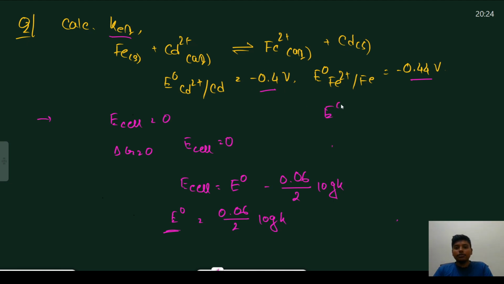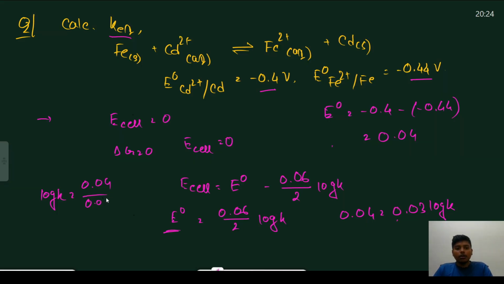So E naught cell value will be minus 0.4 minus of minus 0.44, so 0.04. That is the E naught cell value. So 0.04 is equal to 0.03 log K. So log K is equal to 0.04 by 0.03, or you can write 4 by 3. So K is equal to 10 power 4 by 3. Yes or no? Okay, now for 10 power 4 by 3, what is the value that you need to understand?